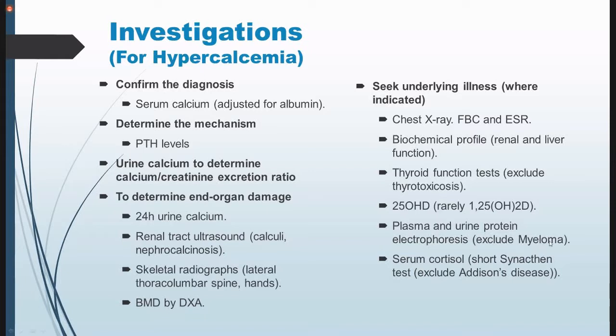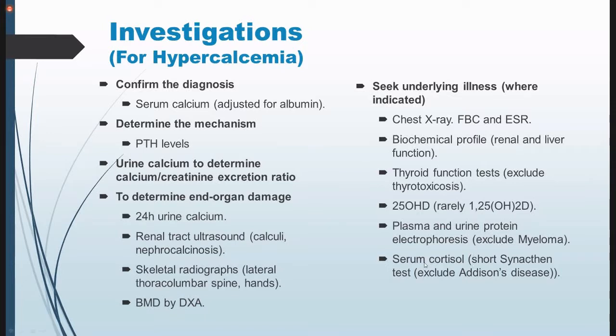Moreover, it may be associated with, again, that paraneoplastic PTHrP release. PTHrP means PTH-related protein, or related peptide, and that can produce a paraneoplastic hypercalcemia, or you call it hypercalcemia of malignancy.